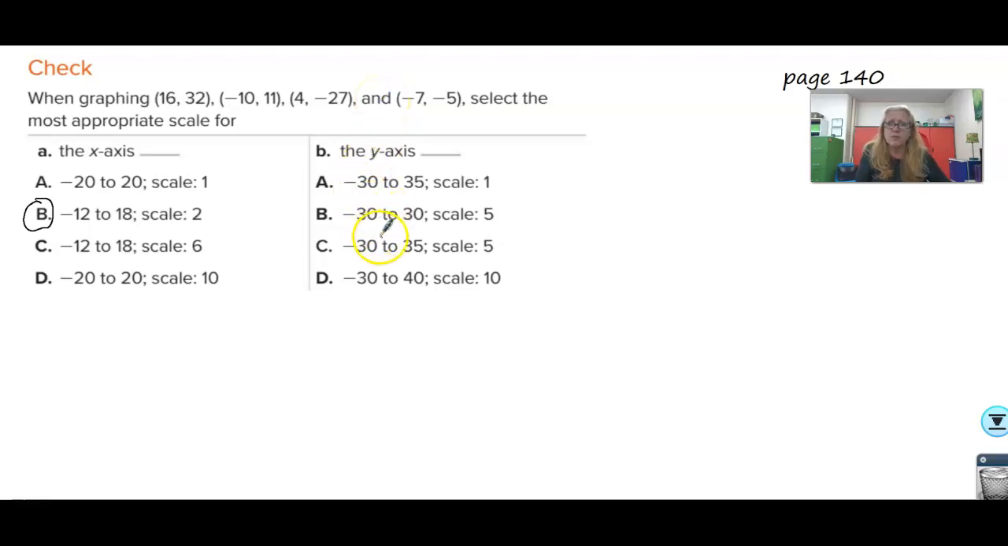So we go all the way from negative 27 to positive 32. So we're going to probably want to have one of these three here. But which one makes the most sense? A scale of 1, we're going to have 35 lines. Ooh, nobody wants to do that. Let's see. Oh, wait. Okay, we can't use this one because it doesn't go up to 32. So we're going to have to go with C then. We don't have 35 lines. It covers all the bases. We'll go with C.